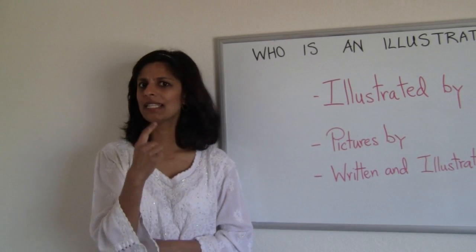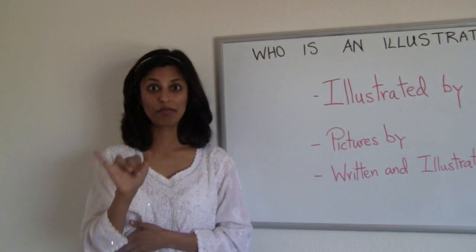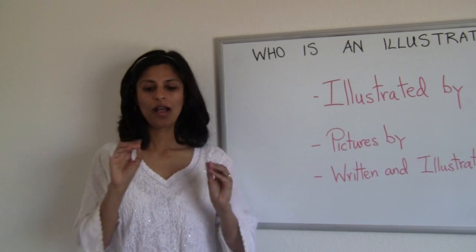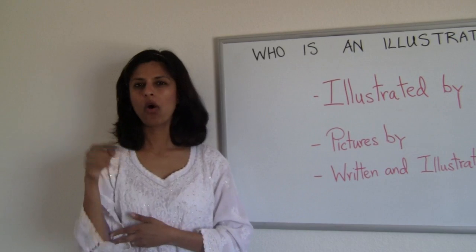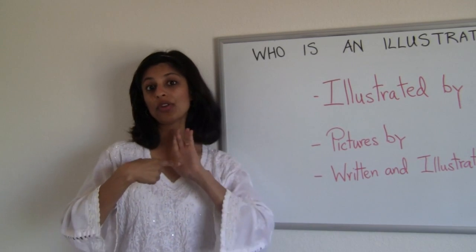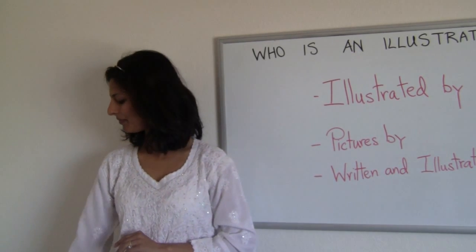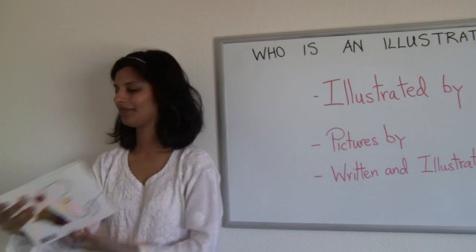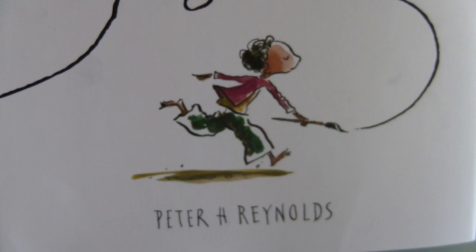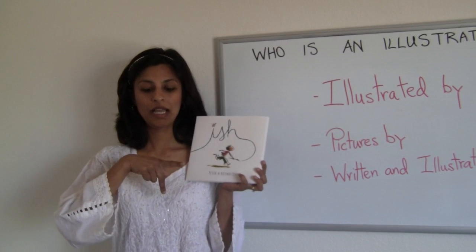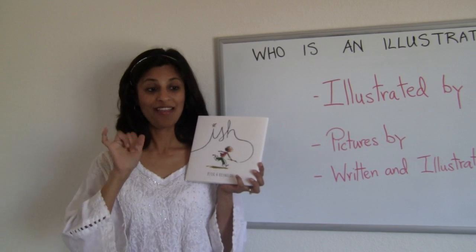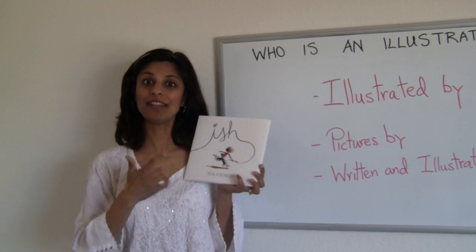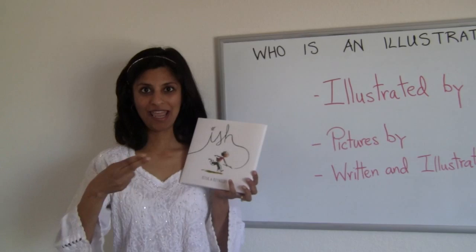Sometimes it doesn't say illustrated by. There is no pictures by or illustrated by, it only has the name. And I'm going to show you an example of that. Peter H. Reynolds. That's the author and the illustrator of this book, Ish.